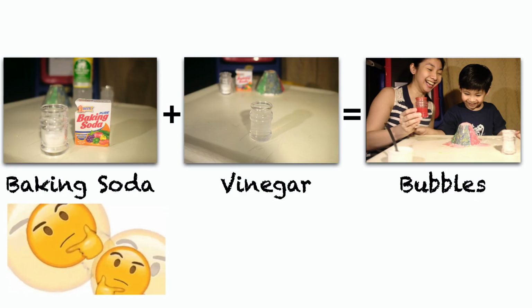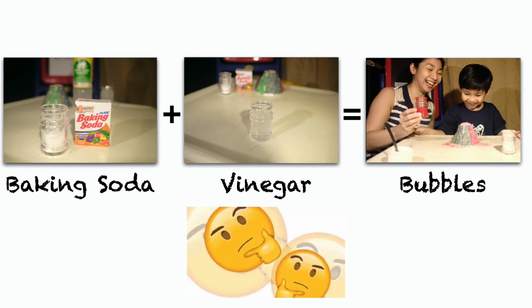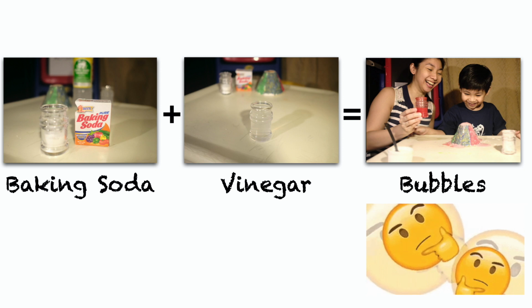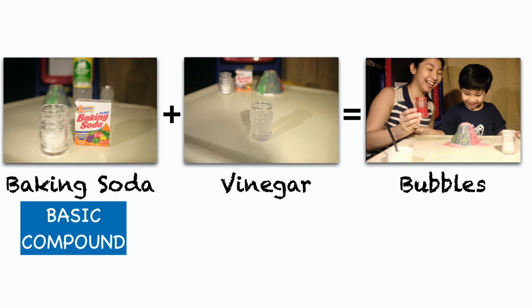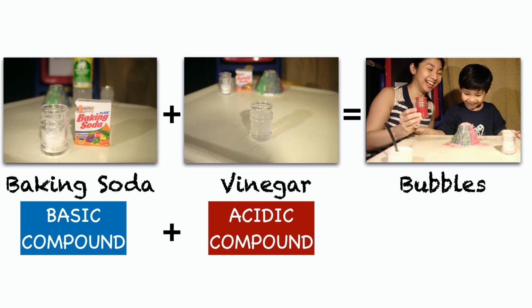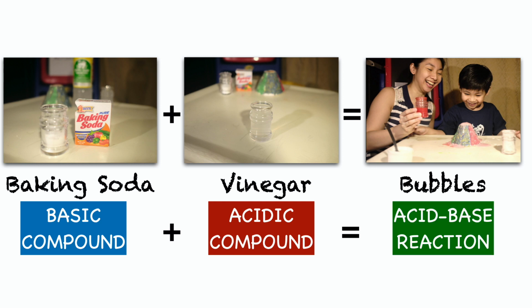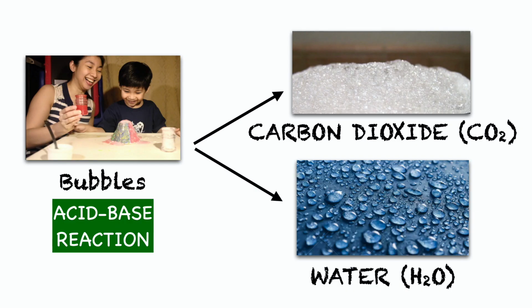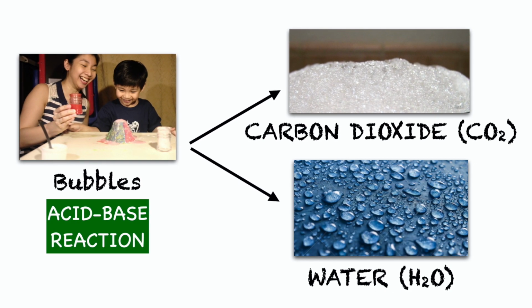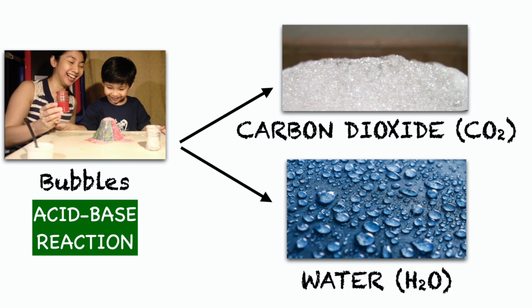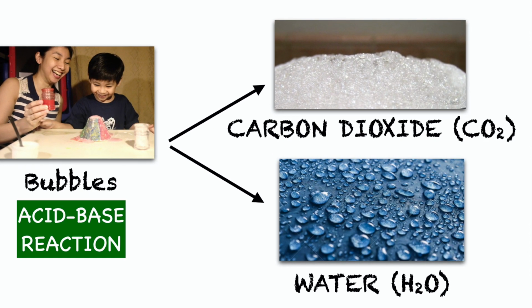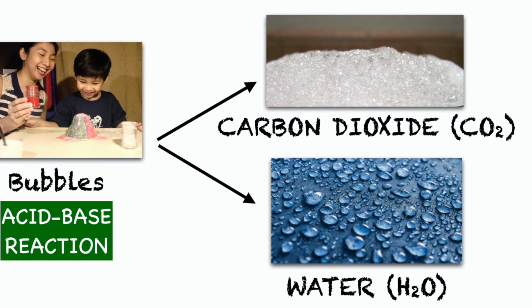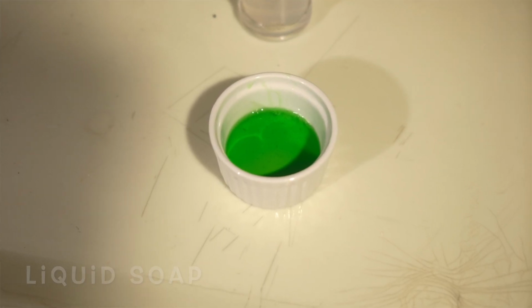So, are you wondering why do bubbles form when you mix baking soda and vinegar? Here's the answer. Baking soda is actually a basic compound, while vinegar is an acidic compound. When you combine the two, they will react to one another. This is what we call an acid-base reaction. The final products of the reaction will be water and carbon dioxide, which escapes as air, forming bubbles in the reaction. The bubble formation is further amplified by the soap we put in the mixture.